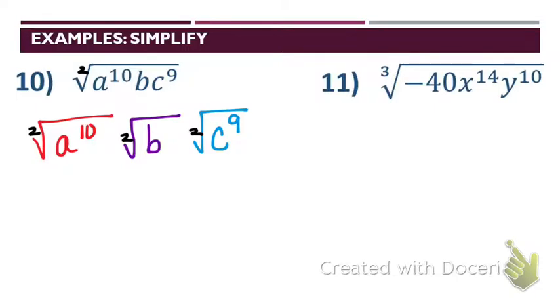So for my first one, this is pretty simple because I have an even number and 10 is a multiple of 2. So if I have 10 people, how many groups of 2 could I make? 5. And I don't have any left over. But if I only have one person, I don't have enough to make a group. So what we're going to do is leave it under the square root. So let me go ahead and make a square root.